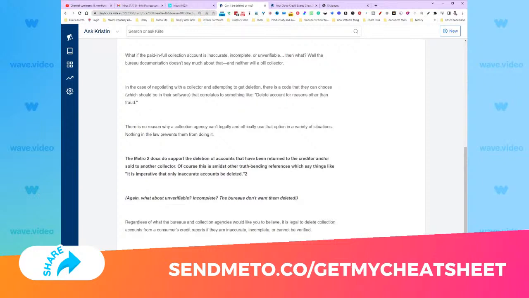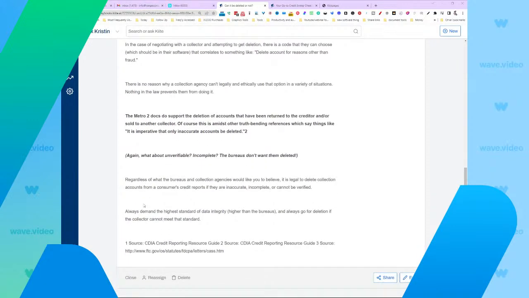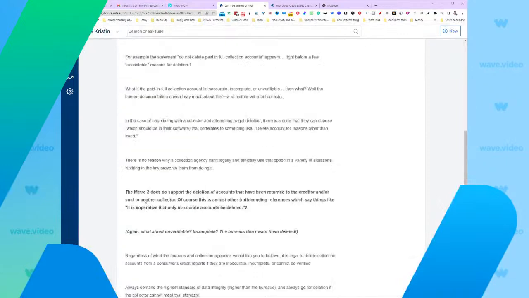And the Metro 2 docs do support the deletion of accounts that have been returned to the creditor and/or sold to another collector. Of course, it's imperative that you remember that only inaccurate accounts be deleted, which is what Experian wants everybody to know. So that's why we also deal with factual based disputes. All right. So again, without it being unverifiable, what about incomplete? The bureaus don't want these things to be removed. And this is why this information is so golden.